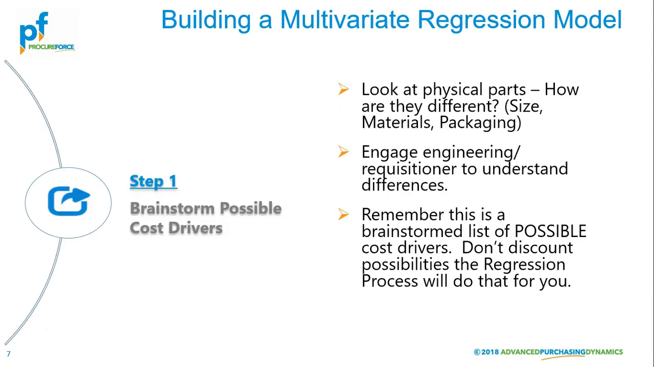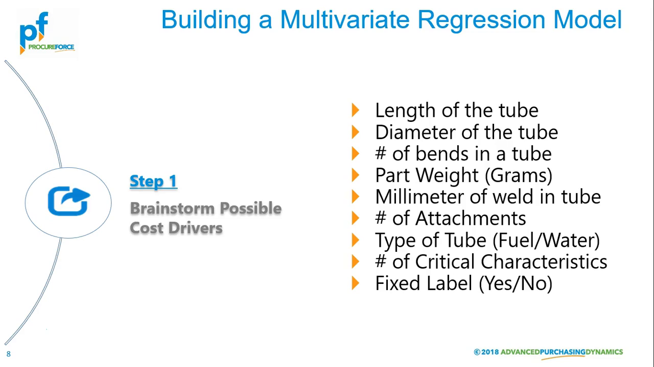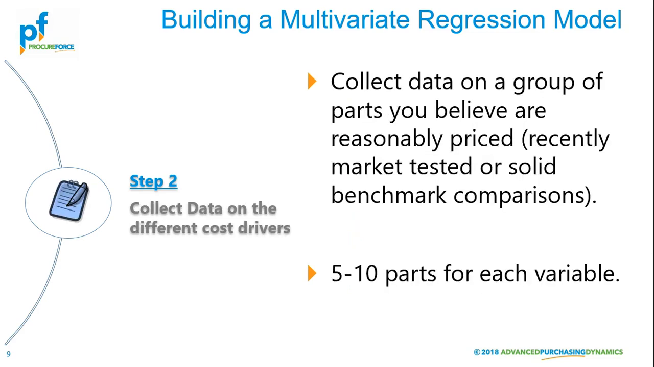Step one of doing this is you want to look at the physical parts and brainstorm a list of possible cost drivers. Remember, we're brainstorming here, so don't try to evaluate, just brainstorm. Regression is going to tell you which values actually impact price, have the potential to impact price, and which do not. After you've developed that list of brainstormed cost drivers, here's the list we came up with.